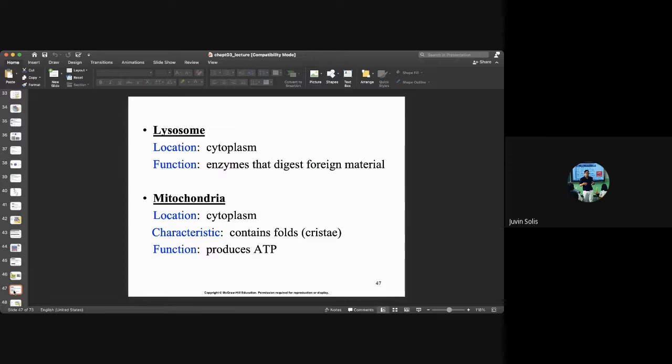Okay, and we also have your lysosome. Lysosome, the location is cytoplasm and they contain enzymes that digest foreign materials. So it means they're like eating the foreign materials in our body. Okay, example for this one is maybe there is a bacteria. And then if there is a bacteria, the lysosome is actually acting out and ini-engulf niya yung bacteria. Kinakain niya kasi nga foreigner yung bacteria.